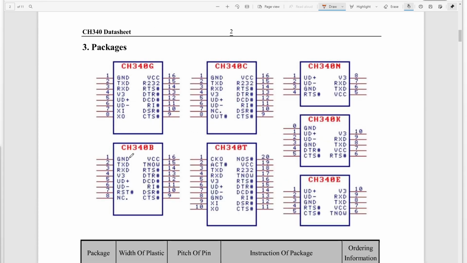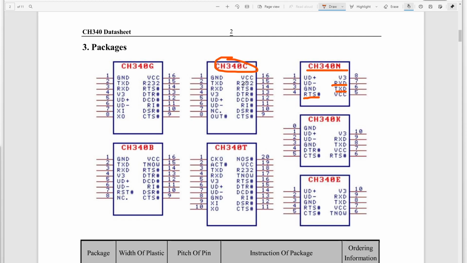Okay, here are the packages. So usually we will use these two chips, this one and this one. This is the simplest one. We have the RX, TX, and RTS, okay? So for most applications, we use these two.